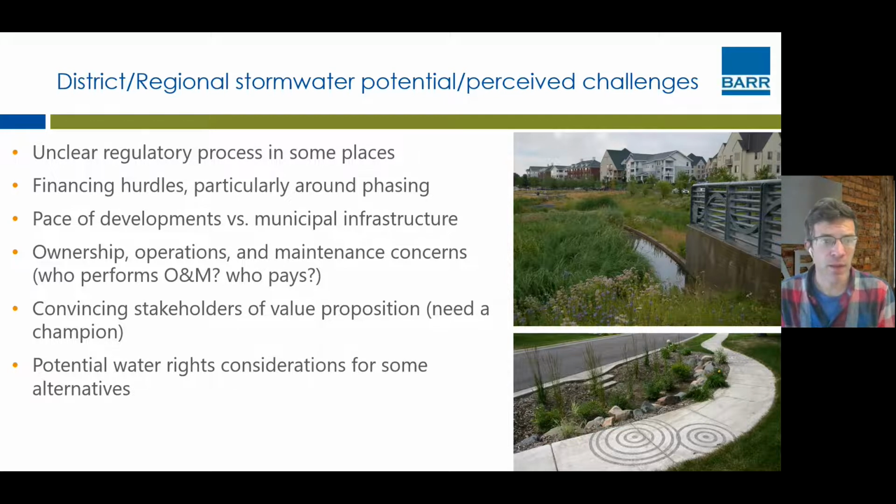There's certainly the financing hurdles, particularly when there's phasing considerations. If the entire BMP or stormwater practice needs to be constructed ahead of time, but the development or even the public realm improvements haven't occurred yet, who's paying those upfront capital costs and even those several years of operations and maintenance before the development comes in and can help pay for that.